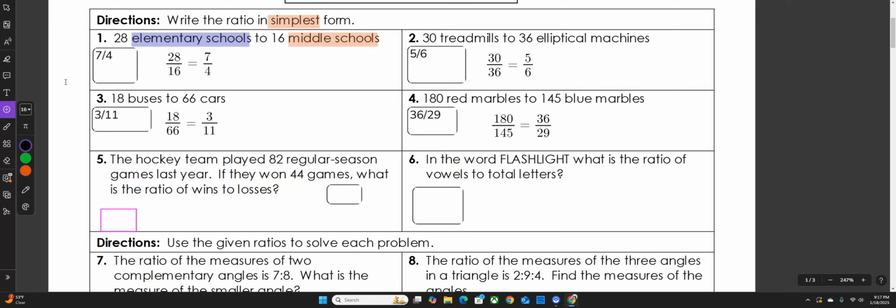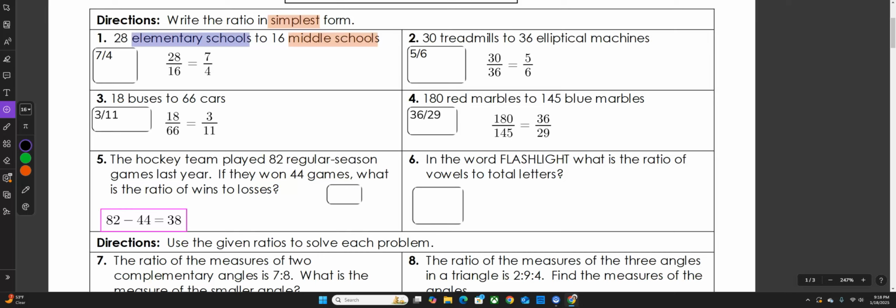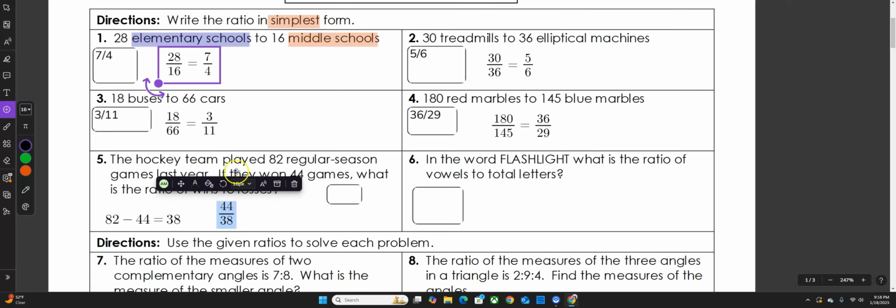So number 5, it says the hockey team played 82 regular season games last year. If they won 44 games, what is the ratio of wins to losses? Now, they did not give us the losses. However, they gave us the total number of games. So, of course, if we subtract the wins from the total, 82 minus 44, we're going to get 38. So what that tells us is the ratio of wins to losses is 44 to 38. Again, we can see that these are both even numbers, so they are going to simplify. And that gives us a ratio of 22 over 19.